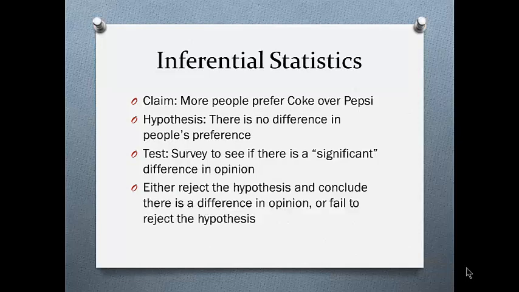And the survey results come in, and we either say, wow, people really do prefer Coke over Pepsi. And so we have to reject the hypothesis and say there is a difference. Or maybe the information comes in and there's not a significant difference. Boy, the survey shows people really don't have a preference overall. And so we will fail to reject the hypothesis. There's no proof that there is a difference in people's preference.